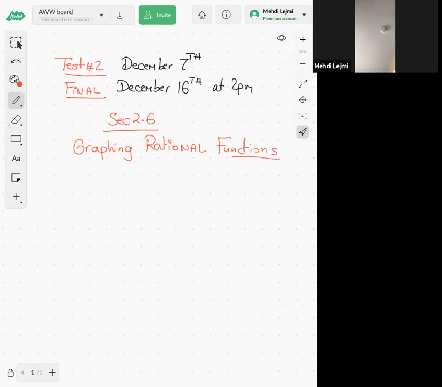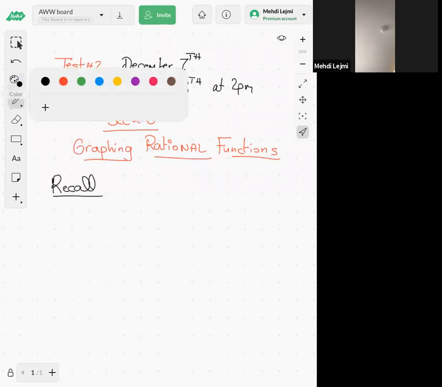Right. So let me remind you. Last week we discussed the notion of rational functions. We discussed the horizontal and vertical asymptote of rational functions. So let me just remind you very quickly the definitions. First, a rational function. So what's a rational function? A rational function is a quotient of polynomials.